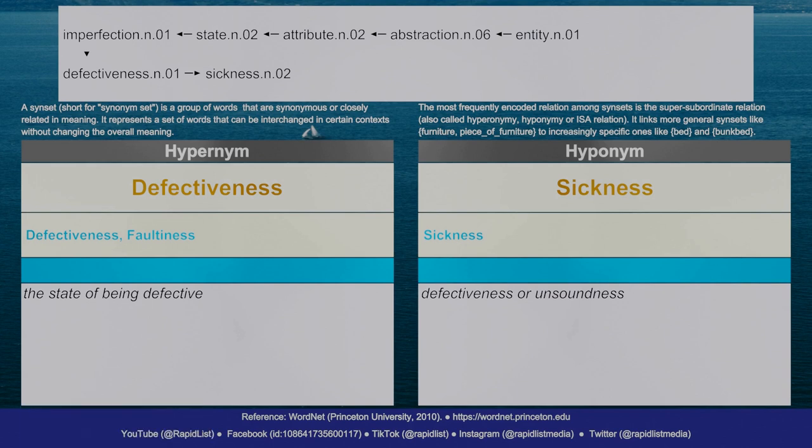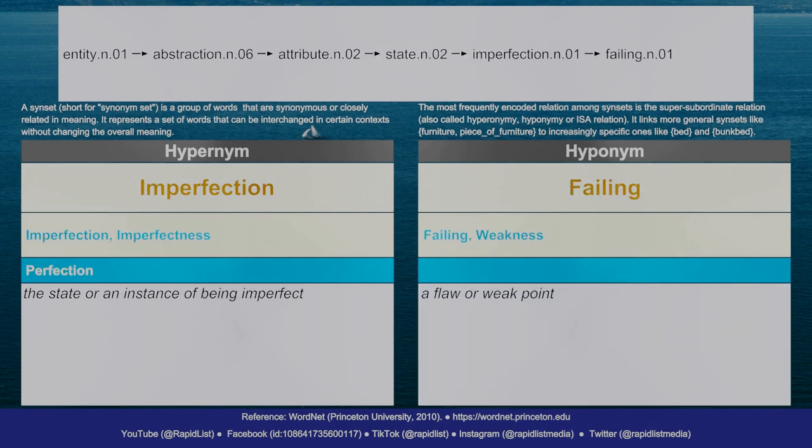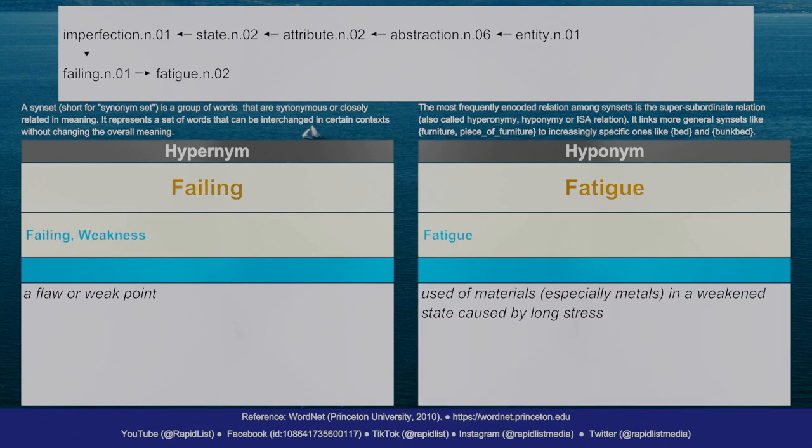Sickness. Defectiveness or unsoundness. Drugs have become a sickness they cannot cure. Failing. A flaw or weak point. He was quick to point out his wife's failings. Fatigue. Used of materials, especially metals, in a weakened state caused by long stress. Metal fatigue.